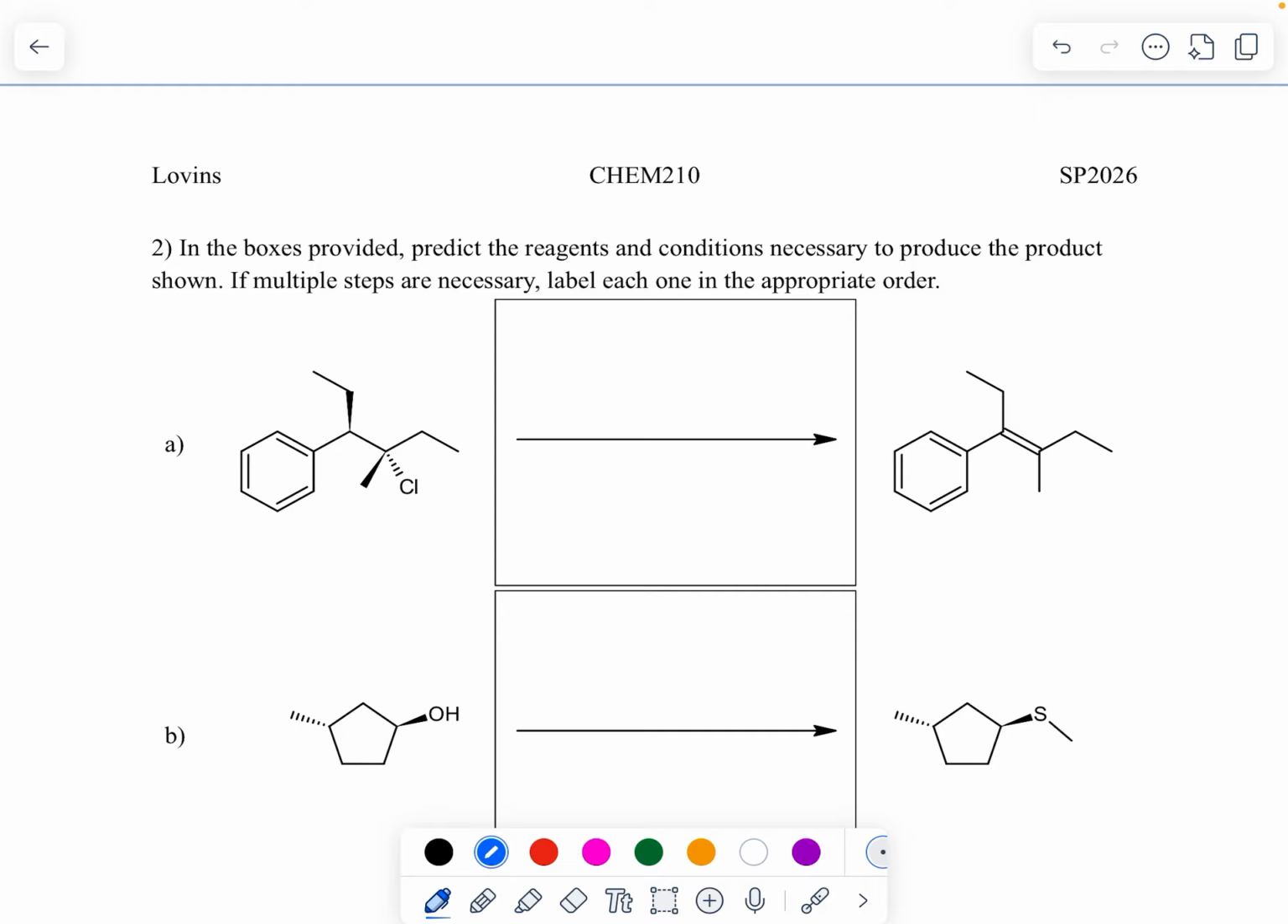So let's take a look at this first one and how we can apply these principles. So for this first question, we see that we start out with quite a lot of stereochemistry, along with a chlorine, and we end up with a double bond. Now, that double bond right there immediately alerts me to the possibility that this is going to be an elimination reaction. Because anytime we do an elimination, that's how we're forming these alkenes.